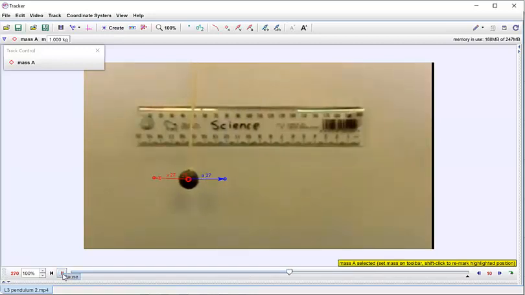Okay, if we let it play and we go out to the final position, you can see the velocity is decreasing again and the acceleration is increasing in the opposite direction.